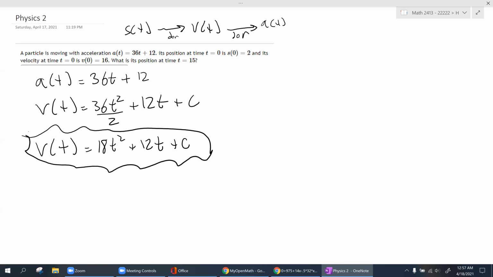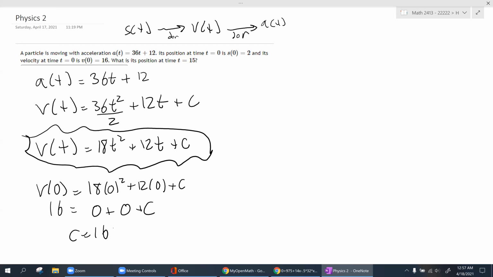I am told that whenever time is 0, velocity is 16, right? So in other words, given initial conditions, I know what v of 0 is. That is 16. So 16 is equal to 18 times 0, which is 0, plus 12 times 0, which is 0, plus c. Right. So in other words, c is equal to 16. It's just because there's a 0 there that c is going to equal 0 in some cases, right? So meaning your velocity function is 18t squared plus 12t plus 16.